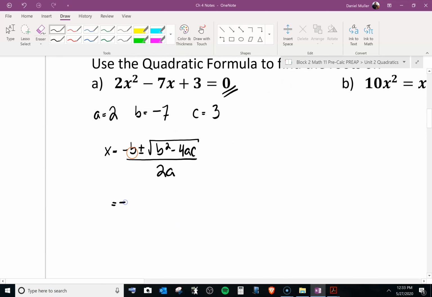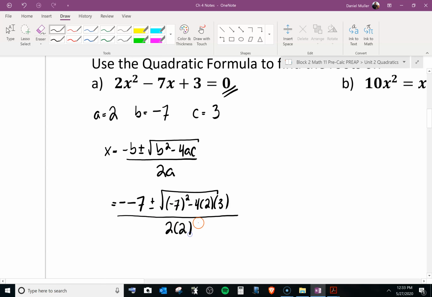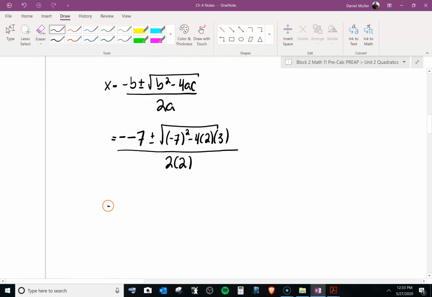Now this is very interesting. -b, so I'm going to put the negative. Now what is b? b is -7. So I've got -7 plus or minus the square root of -7 squared. Because it's a negative, I'm going to put it in brackets to tell the reader I'm going to square the 7, but I also need to square the fact that it's negative. Minus 4 times a, which is 2, times c, which is 3. All of that is over 2 times, what is a? A is 2.